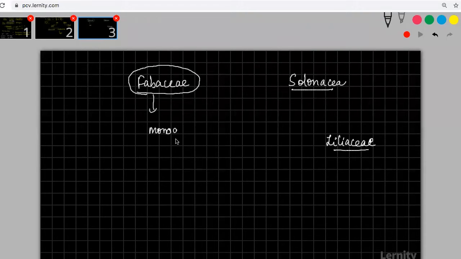Monograph on Fabaceae. So this monograph will have information only about what? Fabaceae. So this is like a book. Okay, so that is what we call a monograph.